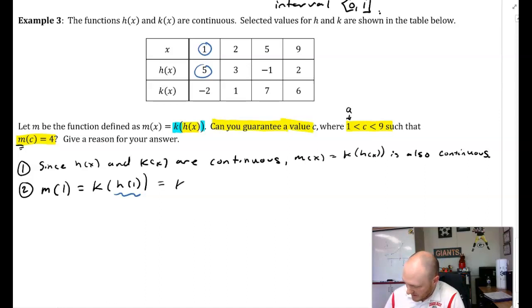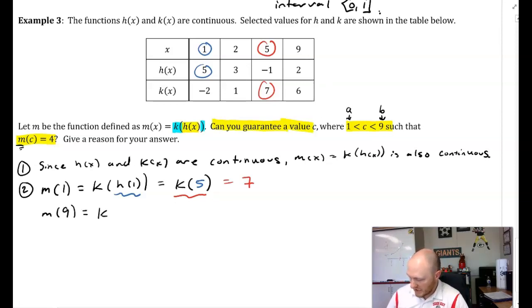Okay, so this is equal to k of, and I'm going to plug in 5 here. And now I need to find out, what is k of 5? So I go to my x value 5, and I look at k, 7. So this is equal to 7. That's how evaluating compositions work. Okay, now I'm going to check the second endpoint, 9. Here's the b value, m of 9. So this is k of h of 9. So h of 9, that's going to be 2. So k of 2. Now I look at 2 and I evaluate k, which is 1.